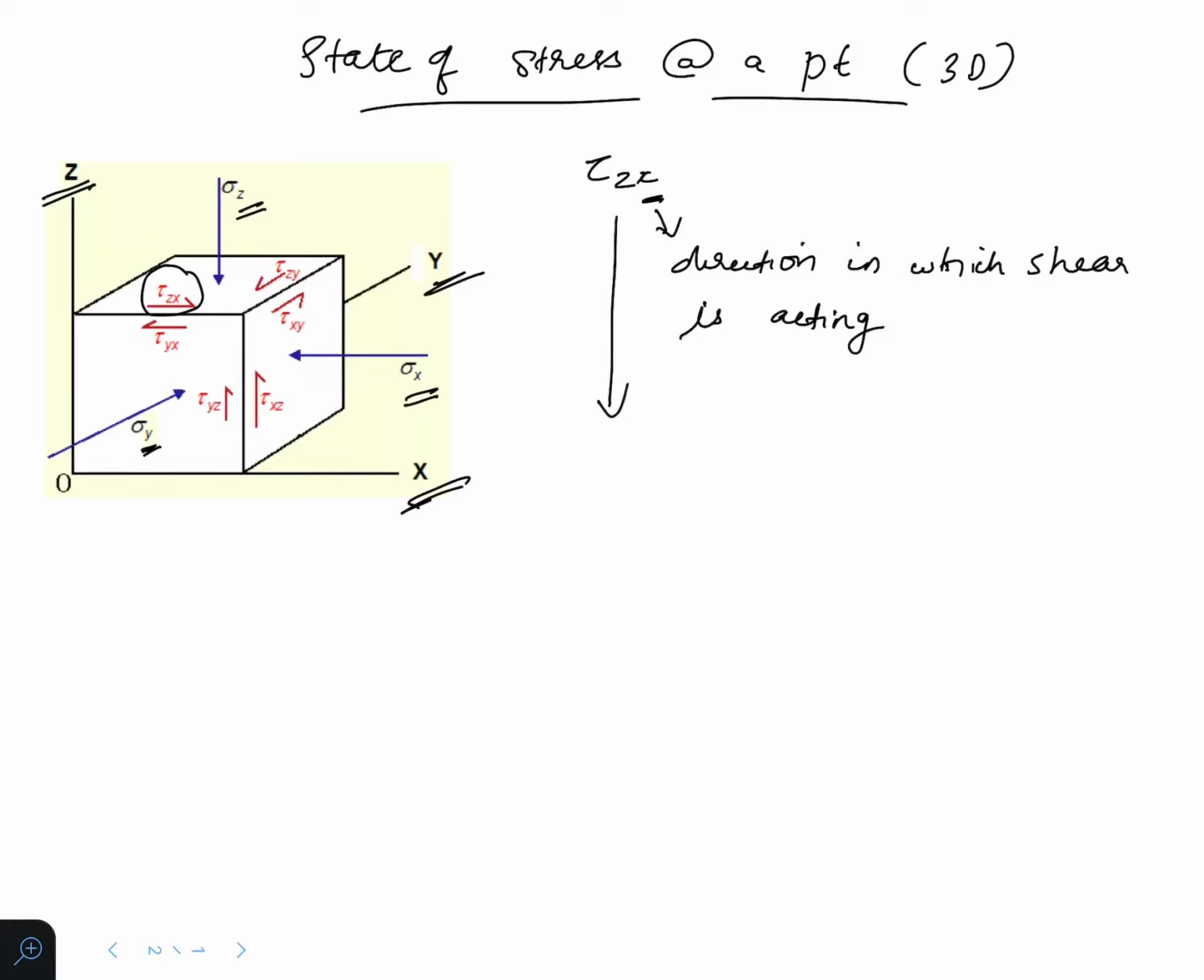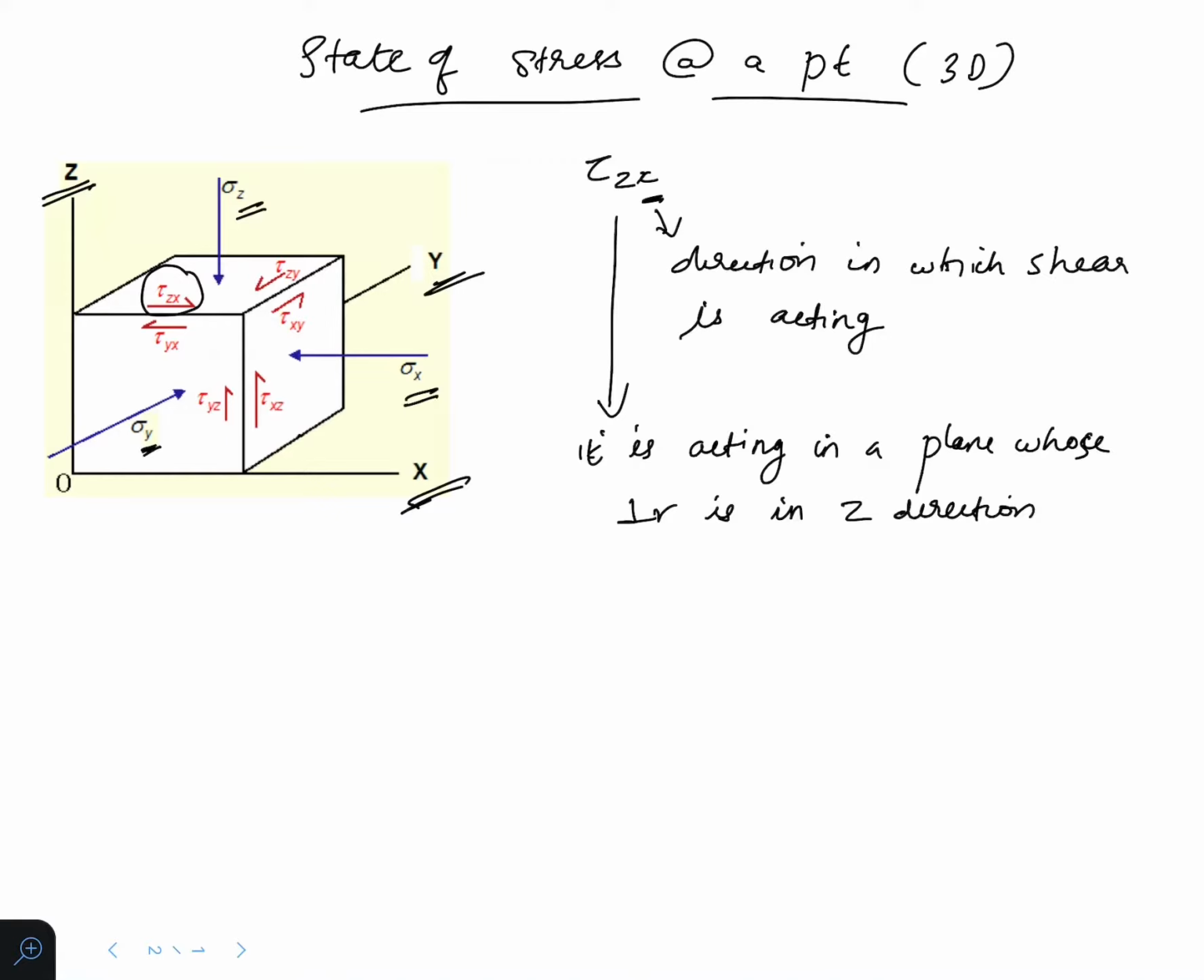The z represents that shear tau is acting in a plane whose perpendicular is in the z direction. So it indirectly represents the plane in which it is acting. Similarly for all the other values: tau yx, tau xy, etc.